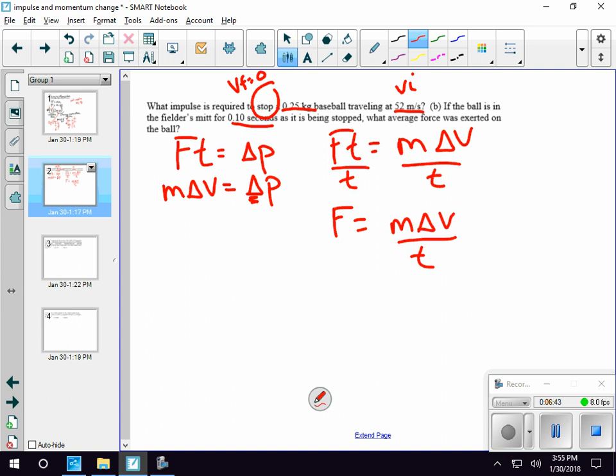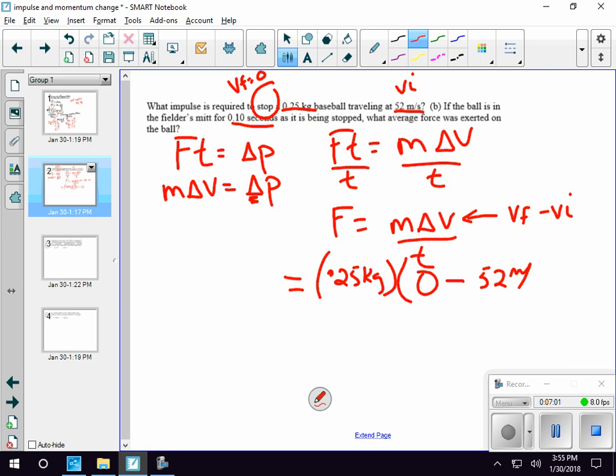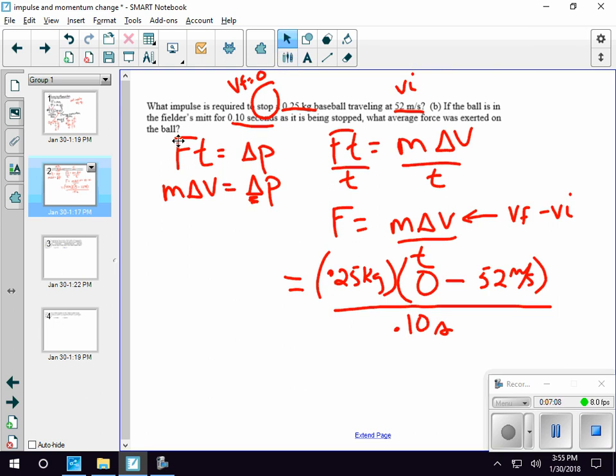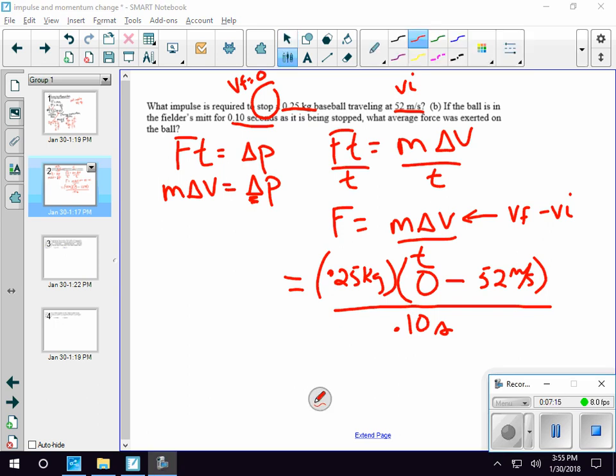Now, let's keep in mind that this always means final minus initial every time. So 0.25 kilograms. My final velocity is 0. My initial velocity is 52 meters per second. And the time is 0.10 seconds. So I'm going to get a negative answer. That's fine. I'm going to get negative 130 newtons.